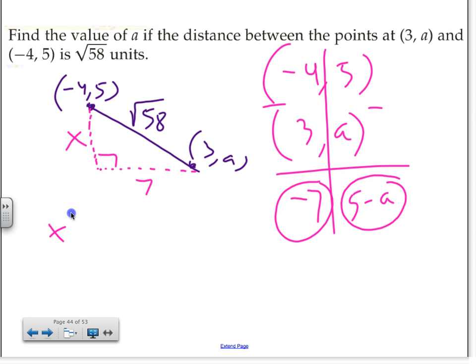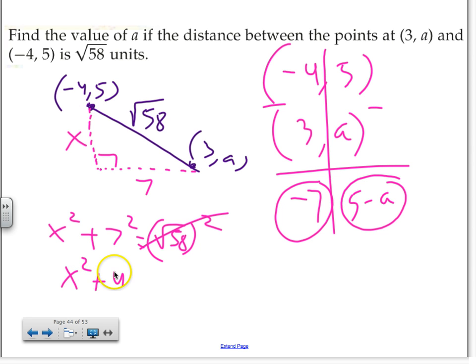X squared plus 7 squared equals what? Root 58 squared. This is the part that people kind of get confused on. Whatever side you have, you square it. That's just the basic rule. Now what you notice is we have a square root and a square. What will happen to the square and the square root? They cancel each other out. So you end up with just 58.